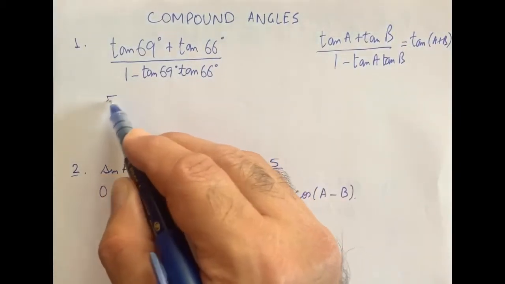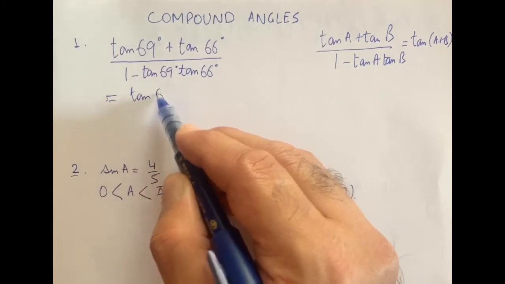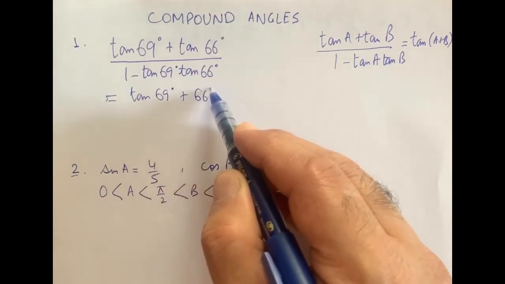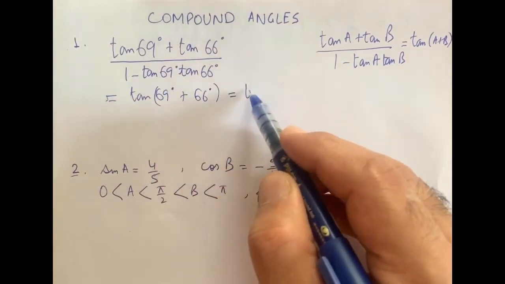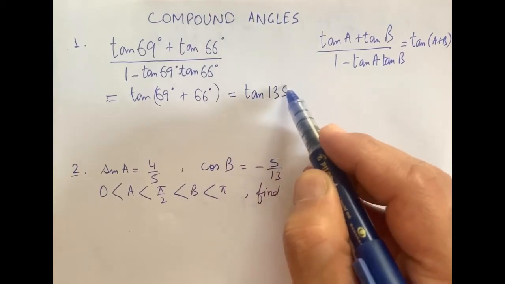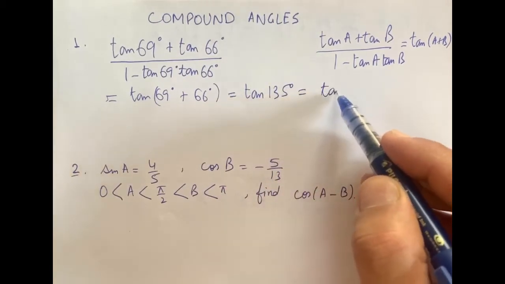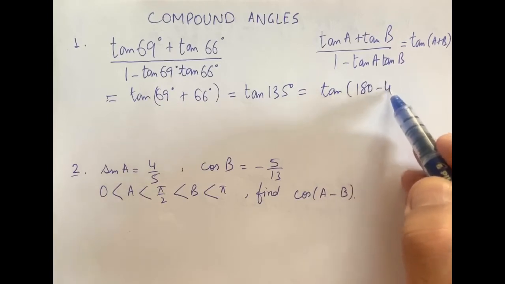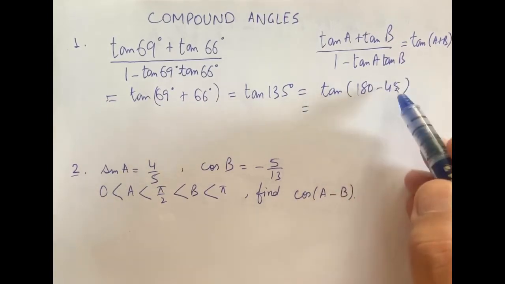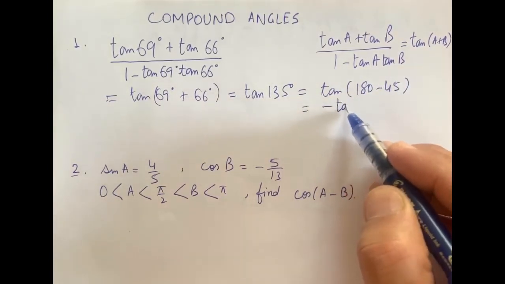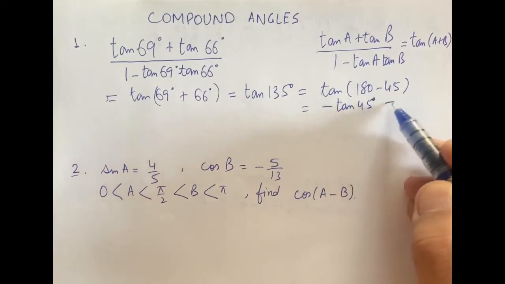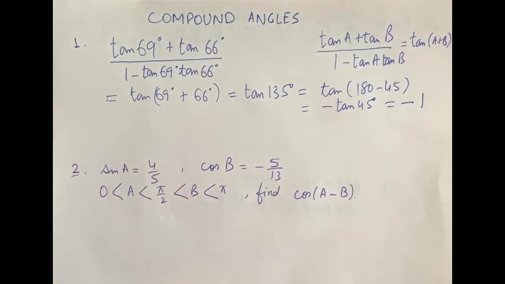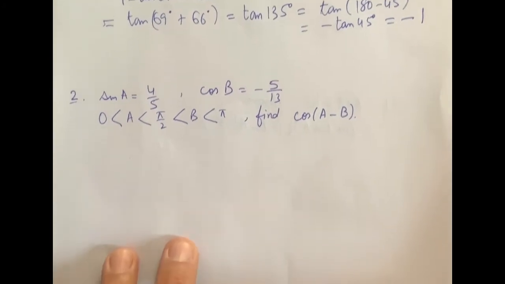So this can be written tan of 69 plus 66. This is tan of 135. This can further be written tan of 180 minus 45. Tan of 180 minus theta is minus tan theta. So minus tan 45, which is minus 1. So this simplifies to minus 1.